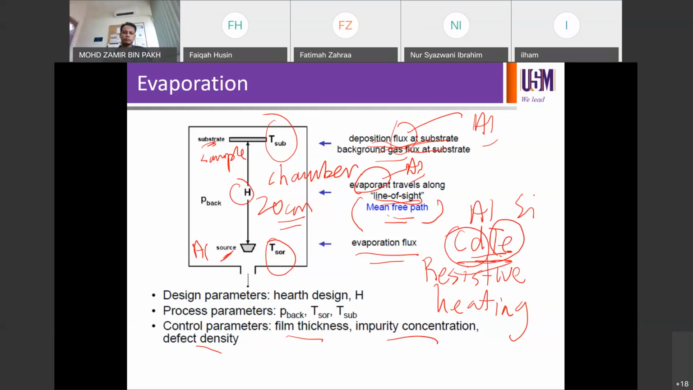What do you think? Can we do deposition by evaporation? Any guess? Can or not? What do you think? Anyone says yes? Anyone says no? No one says anything? Doctor? Yep. As in element or compound?